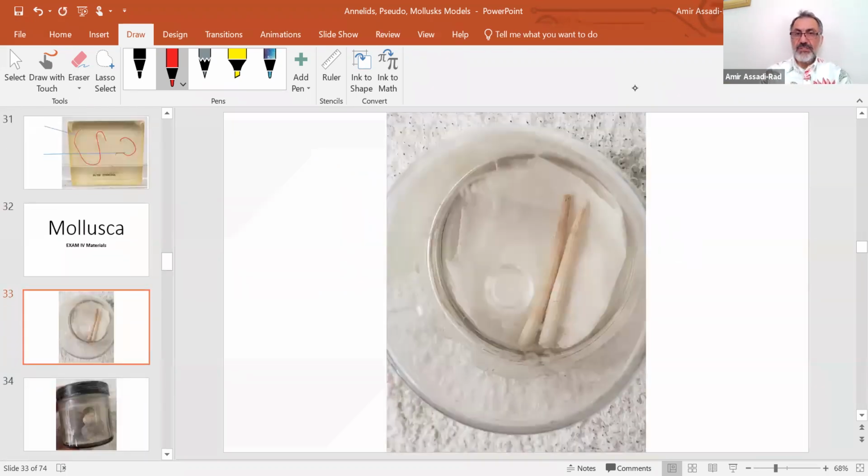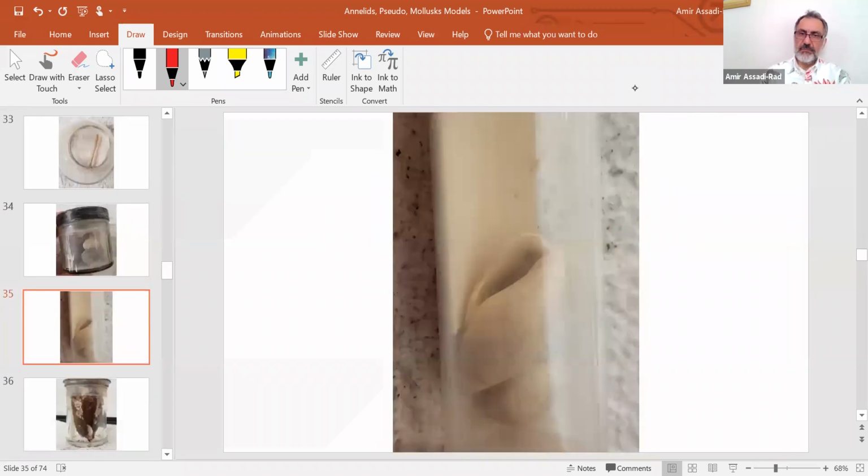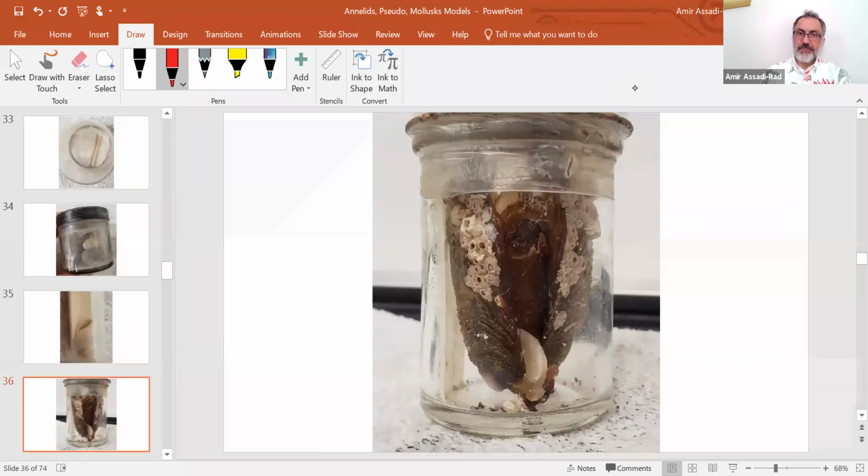Mollusca. Tooth shell as a phylum, class Scaphopoda. Class Scaphopoda, common name tooth shell. This is your class Gastropoda, snail. Another snail, class Gastropoda. This is the Bivalvia. One shell is right here, another shell is right here.